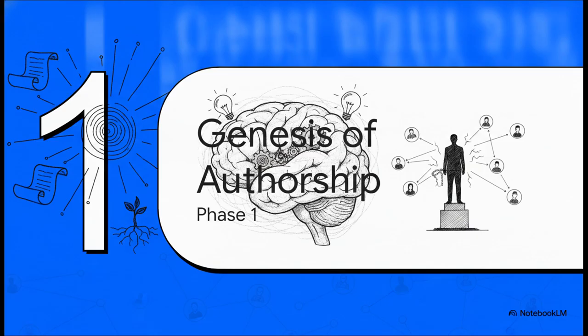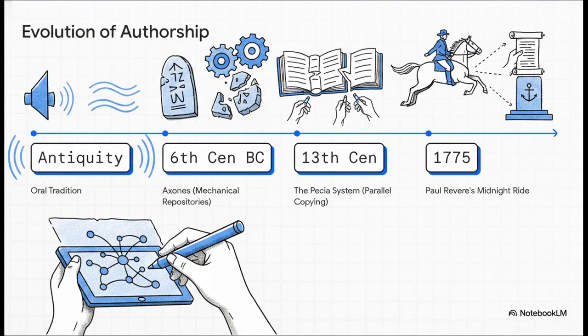To really understand where we're going on this forensic descent, we first have to completely dismantle the romantic myth of the lone inventor. It is absolutely fascinating to see how authorship actually evolved. It started way back with the biological rhythm of the spoken word in antiquity. From there, it moved into highly structured physical systems that were literally designed to preserve truth over time.